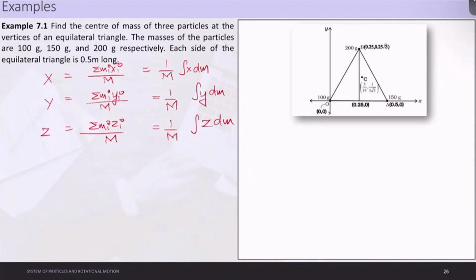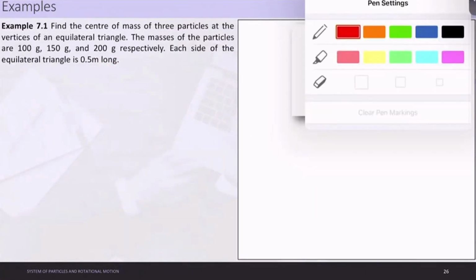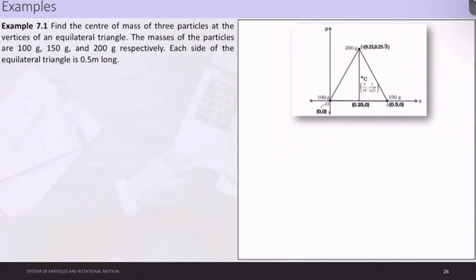Now let us understand the question which is being asked. The question says: find the center of mass of three particles. We can directly use the summation concept here because the number of particles is not very large. The particles are at the vertices of an equilateral triangle. There is some mass here, here, and here. The masses of the particles are 100 grams, 150 grams, and 200 grams respectively. Each side of the triangle is 0.5 meters.